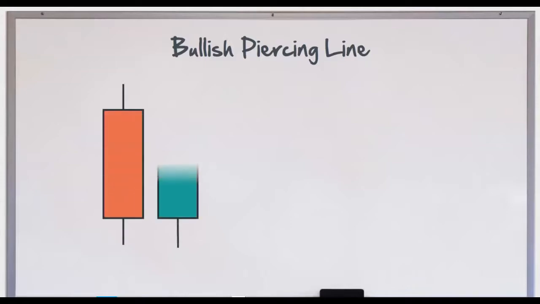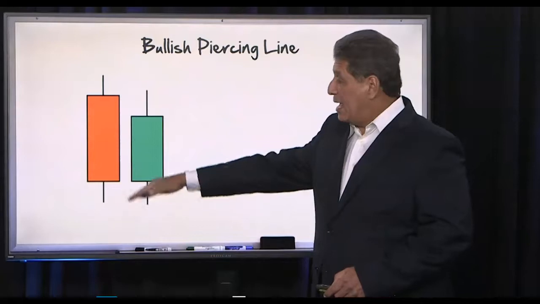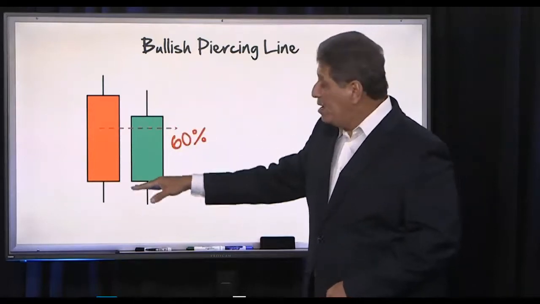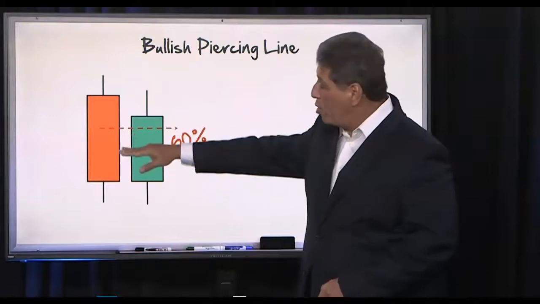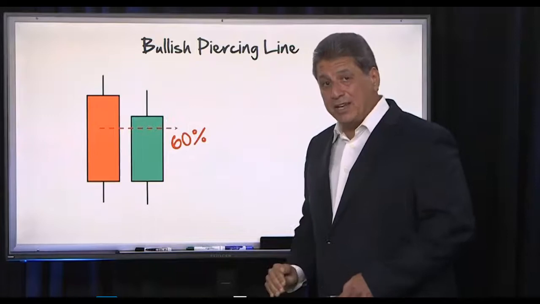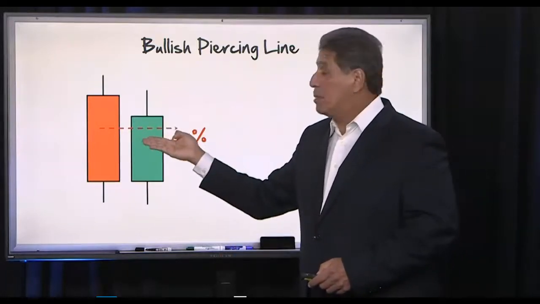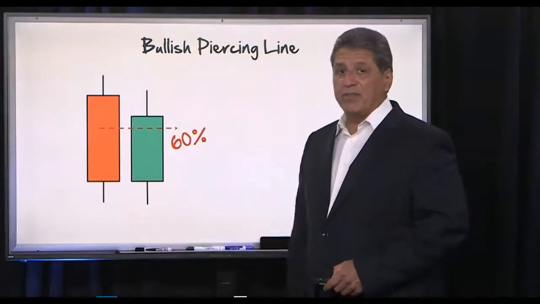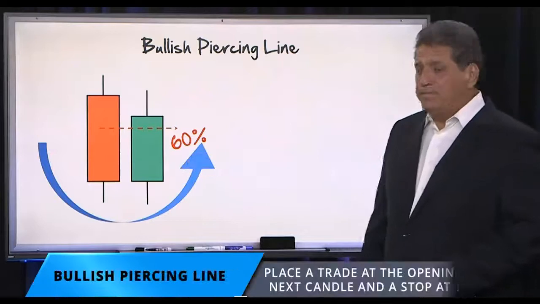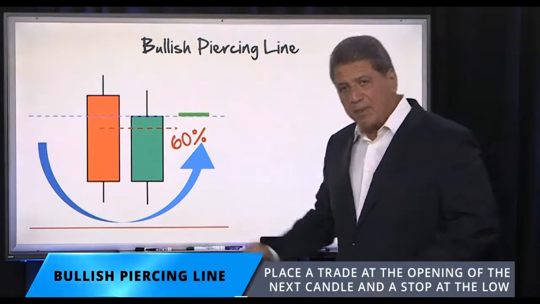Now, a bullish piercing line is when you have the bears in control, and then all of a sudden, bulls take control, and they bring the actual market back more than 50%. Actually, in order for a piercing line to be an actual piercing line, the close of the candle has to be beyond 60% of the body of the previous candle. And so this, once again, is a U-turn. How do you trade it? You enter at the opening of the next candle, protective stop at the bottom.